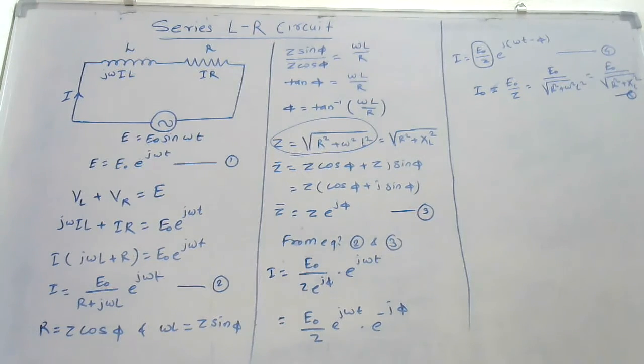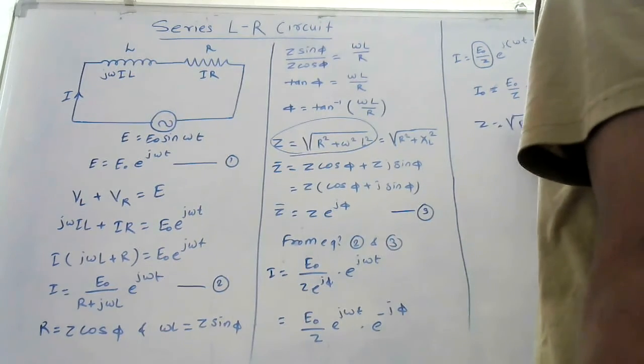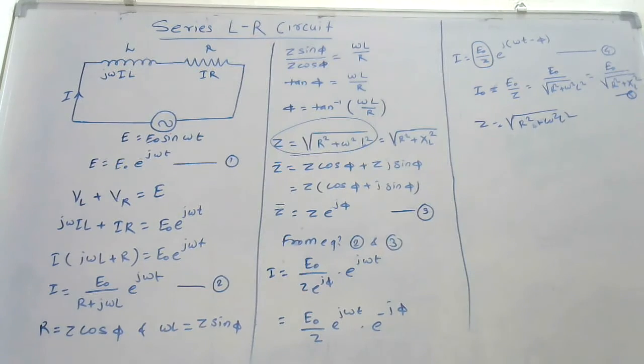From these expressions, we have to find out the impedance of the given circuit. The reciprocal of impedance is called admittance. After impedance, we have to find out the admittance. First of all, we have to find out the impedance. Impedance is nothing but Z is equal to under root R square plus omega square L square, or XL square. Now we have to find out the admittance.